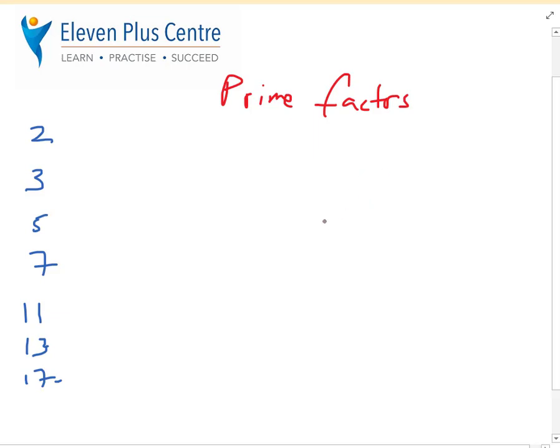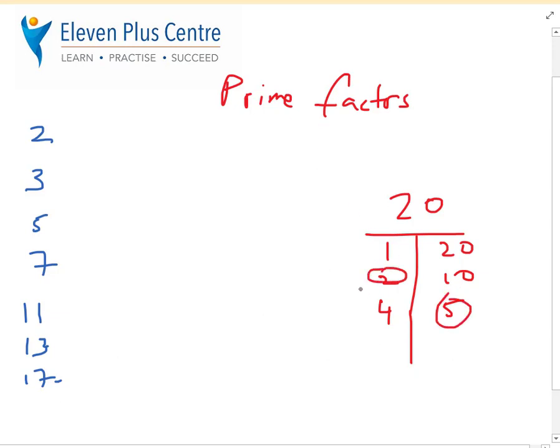So let's take a look at an example. Let's look at the number 20. So we need to work out all the factors of 20 which are prime numbers. We would do this: 1 and 20. We would do 2 and 10. We would do 3 and nothing, 4 and 5, and 5 is already there. So 2 and 5 are both factors of 20, but they're also prime numbers.